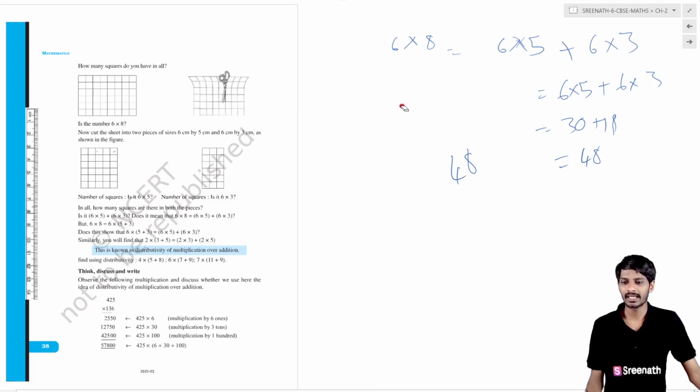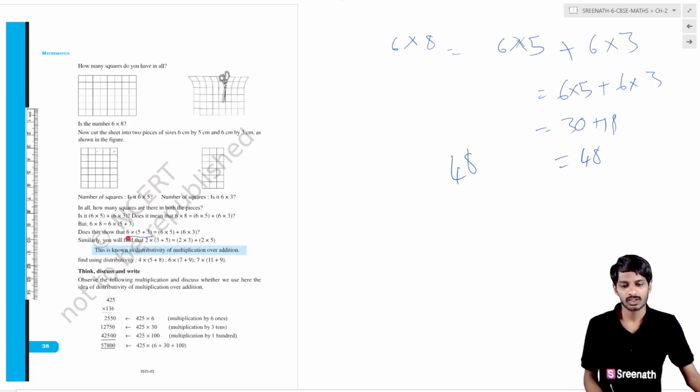So what you have to remember here is the distributivity of multiplication over addition. So here, 6 into (5 plus 3) is equal to 6 into 5 plus 6 into 3. Even though you multiply these two and add them, you will get 48, or directly if you multiply them you will get 48. Okay.